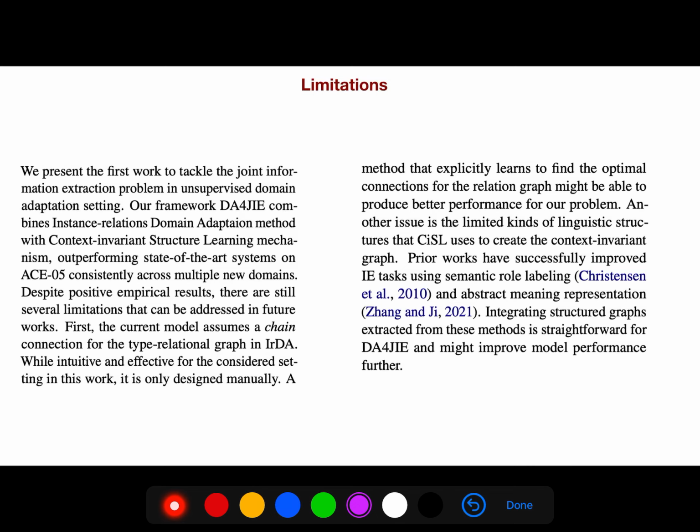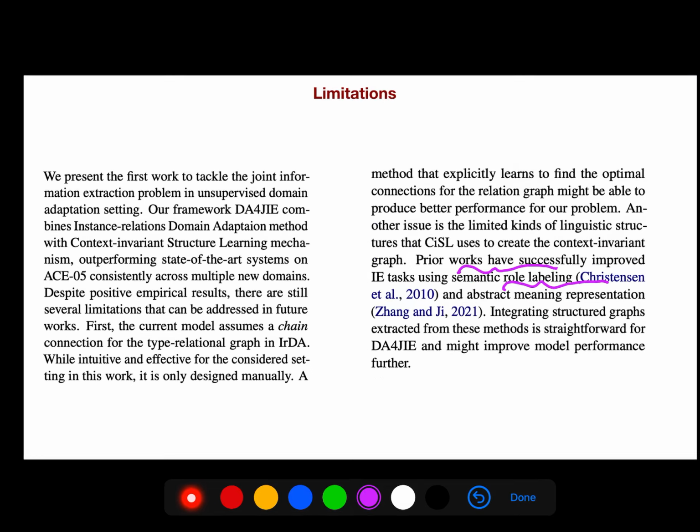Despite positive empirical results, there are still several limitations. First, the current model assumes a chain connection for the type relational graph. While intuitive and effective for the considered setting in this work, it is only designed manually. Prior works have successfully improved using semantic role labeling and abstract meaning representation. Integrating structured graphs extracted from these methods is straightforward.